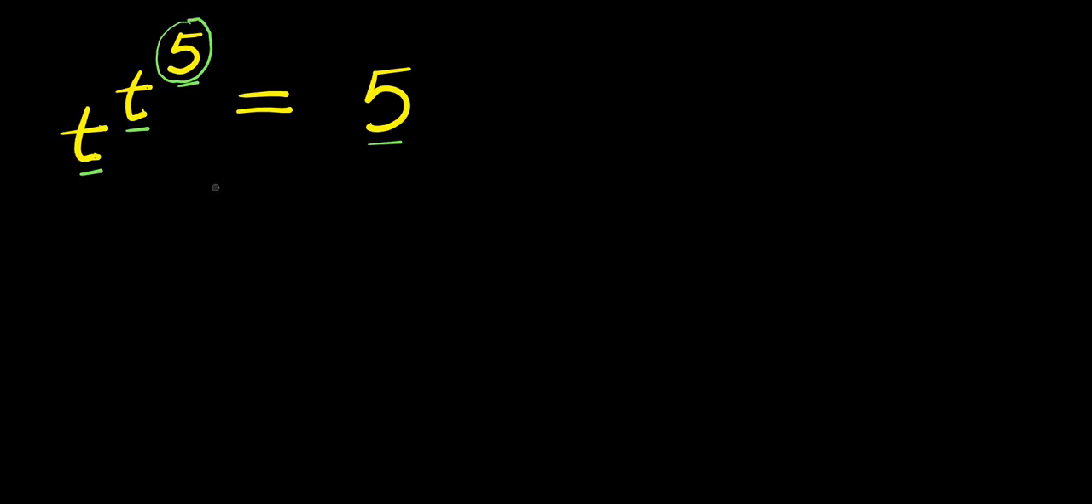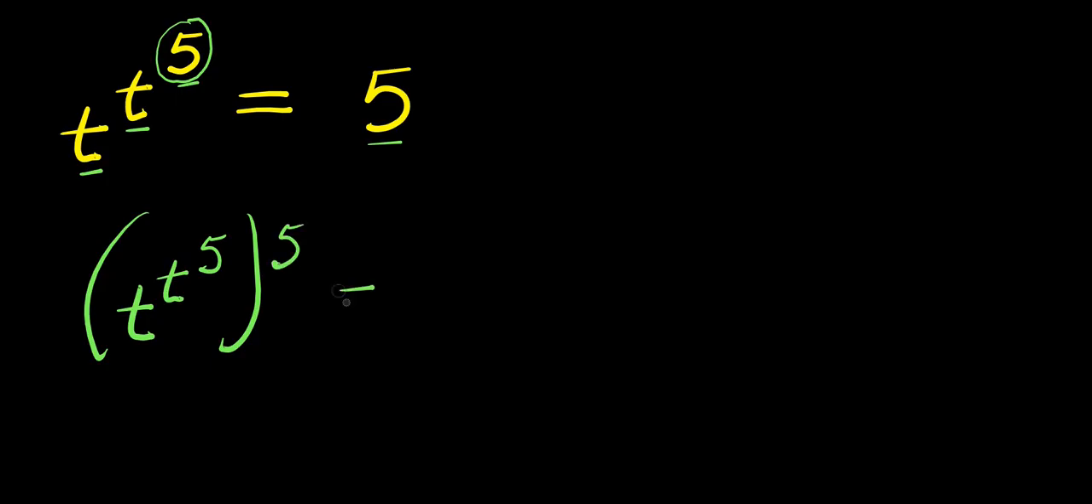then we can decide to raise each part of this equation to the power of 5. That means I have t to the power of t to the power of 5, raised to the power of 5, and this equals 5 to the power of 5. Why are we doing it this way?